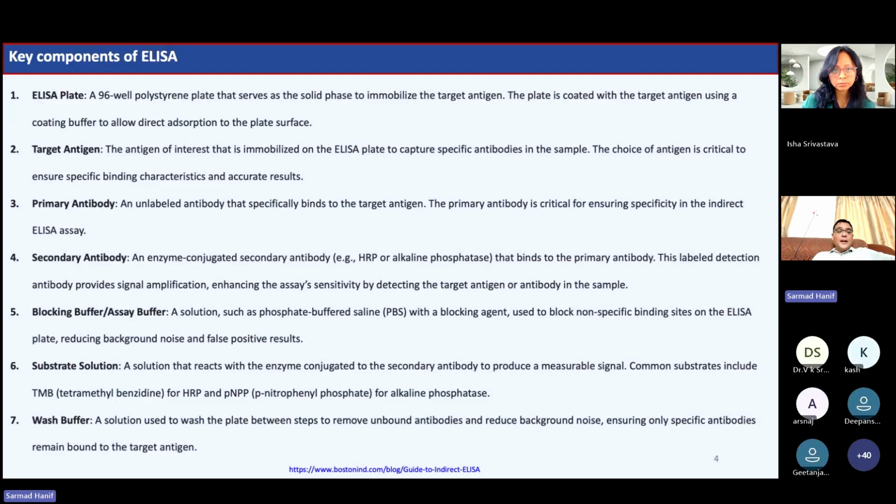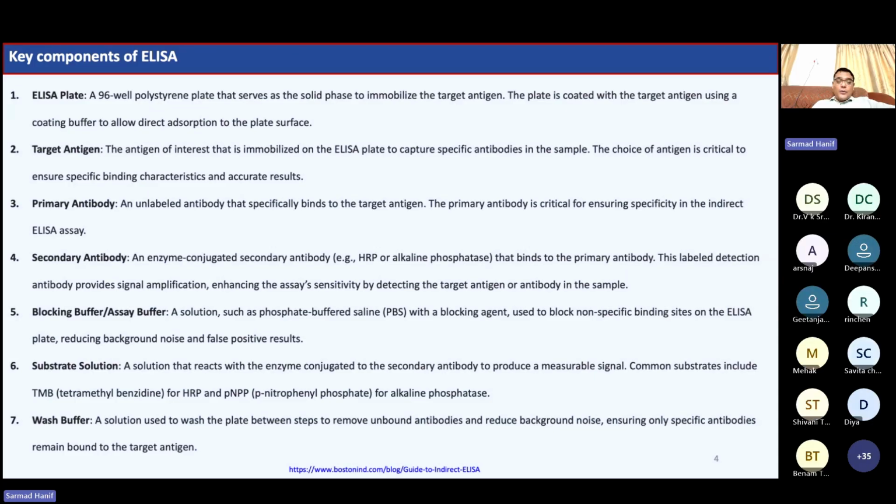Okay. Now the blocking or assay buffers. We require these kinds of buffers while doing the whole procedure of ELISAs. The composition, I'll tell you: generally the blocking buffer is phosphate buffered saline with a non-specific protein, so that it binds to the non-specific binding sites, reduces the background noise, and does not give us false positive results.